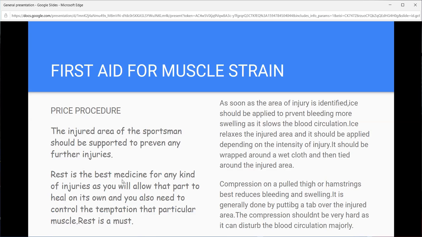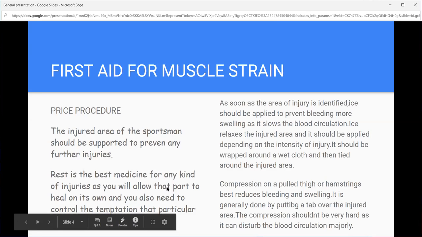And if it's a normal sprain or something like that, then you just need to put it twice for 10 minutes. So it depends on the intensity of how badly you have got hurt. It should be wrapped around a wet cloth and then tied around the injured area. So imagine you've got hurt on your hamstring. Then take a cloth, put the ice pack in the middle, and then place the ice pack on the injured area and then tie it around.